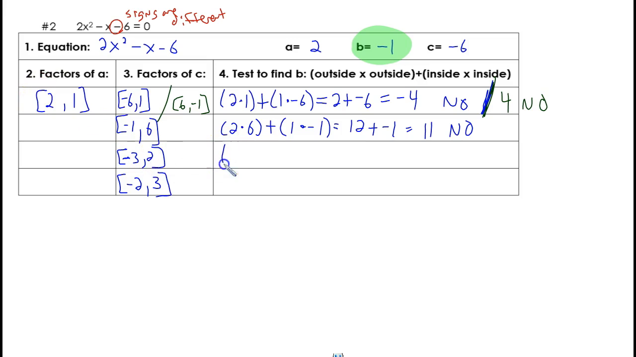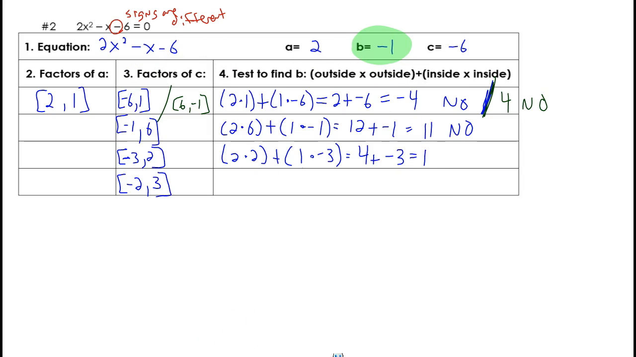2 times 2 for outside times outside, and 1 times negative 3 for inside times inside. This is looking promising. We got 4 plus negative 3, and plus negative is just subtracting, right? So that's 4 minus 3, which is 1. Okay, well, 1 is not what I'm looking for, but it's pretty close, right? I need a negative 1.